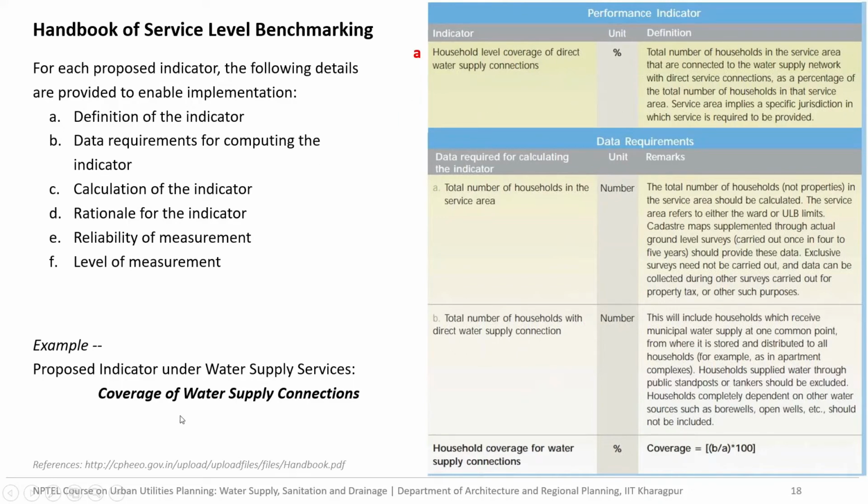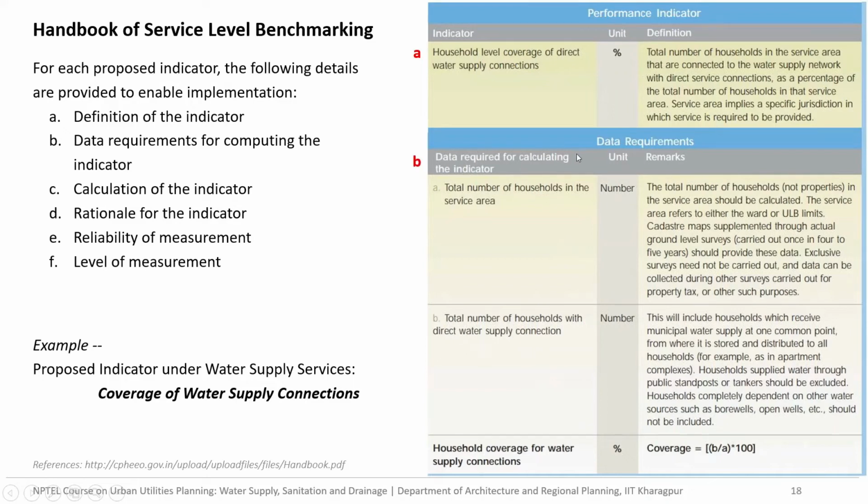Taking this example, we can see here a definition of the first indicator. Under water supply services, we have coverage of water supply connections, which corresponds to household level coverage of direct water supply connections. It is measured as a percentage, and they've defined it as the total number of households in the service area that are connected to the water supply network with direct service connections, as a percentage of the total number of households in that service area. Service area implies a specific jurisdiction in which service is required to be provided.